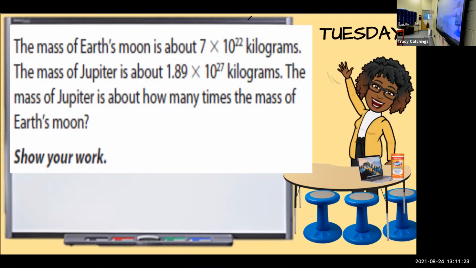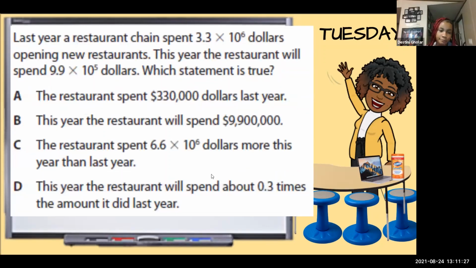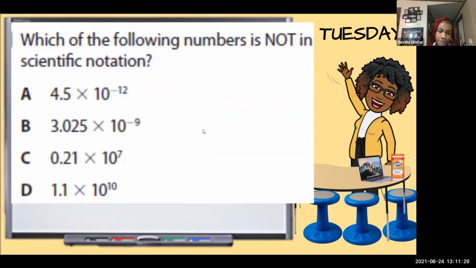Did everybody have that before? Yes, ma'am. It says, which of the following numbers is not in scientific notation? I'm gonna give you 30 seconds to think to yourself. Which one of these is not in scientific notation?